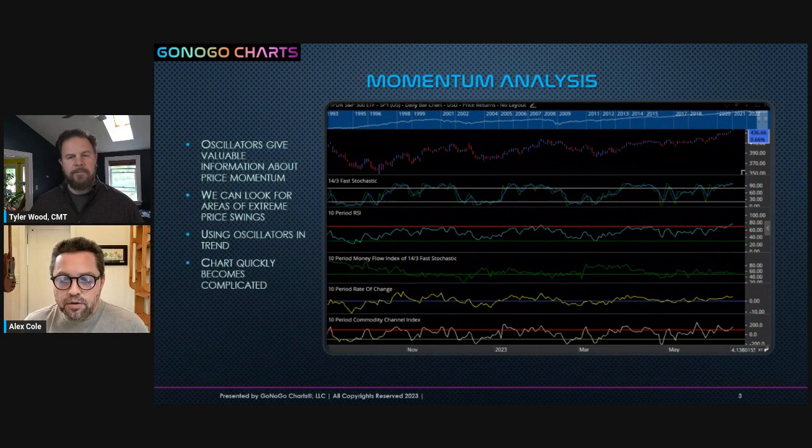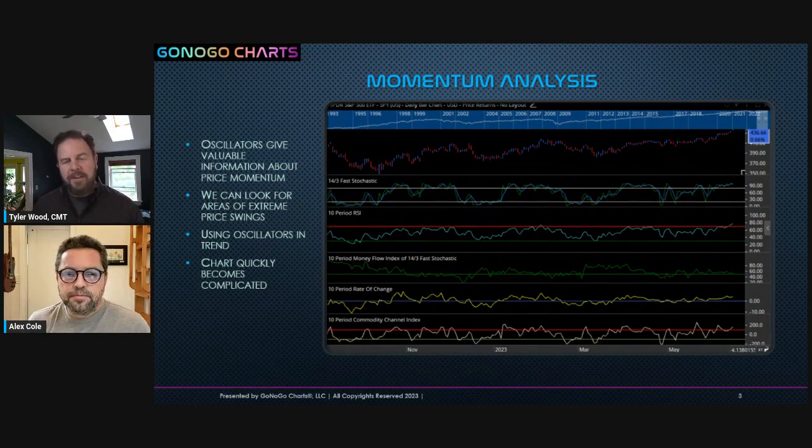But what we know from our work in GoNoGo Charts is that adding information in the form of new indicators, new panels, new lines to our chart can complicate matters and help us become almost paralyzed in our analysis. So we don't want to do that, even though we want the information from these oscillators.